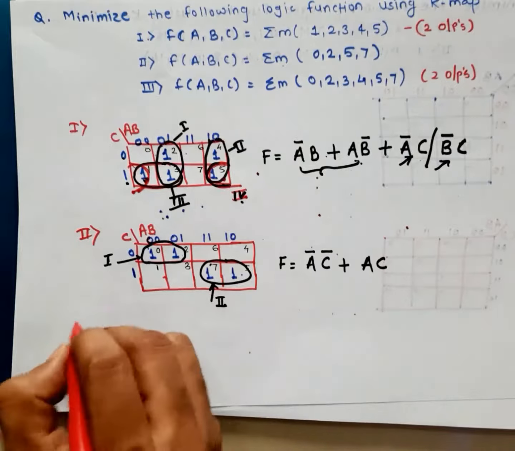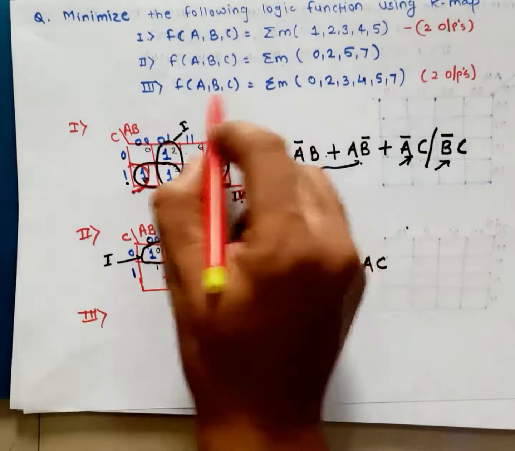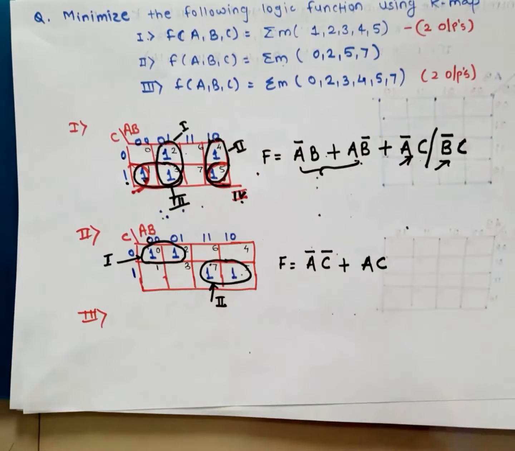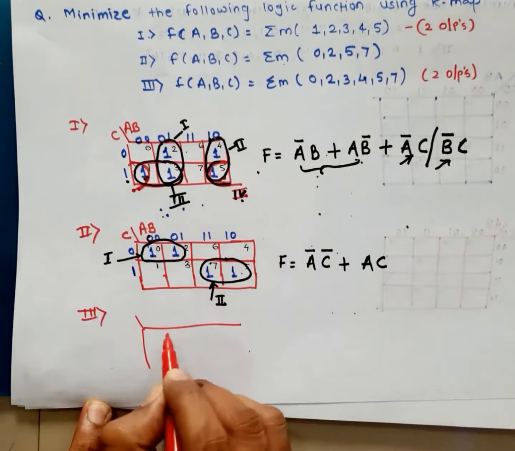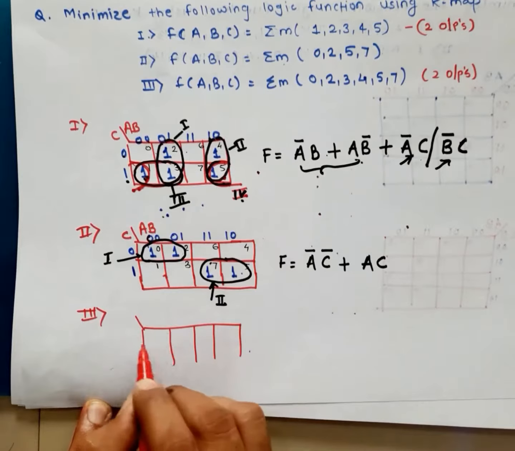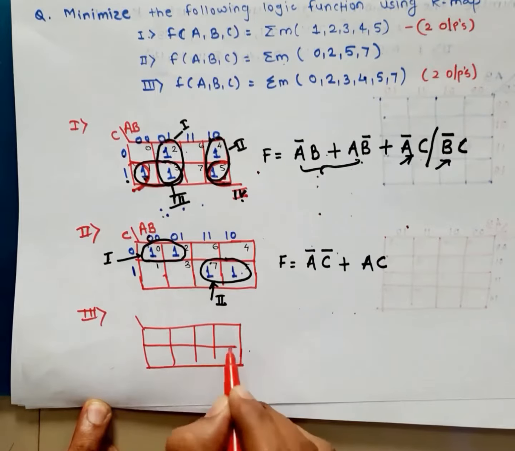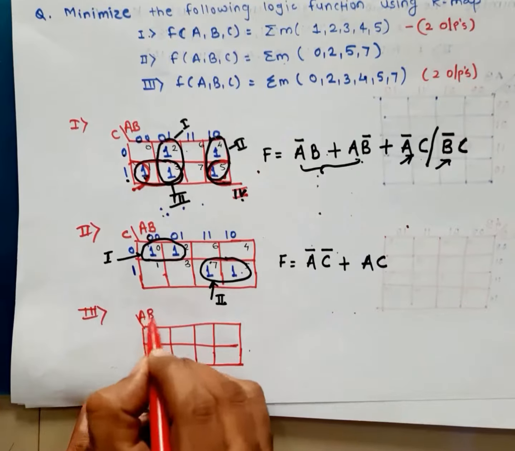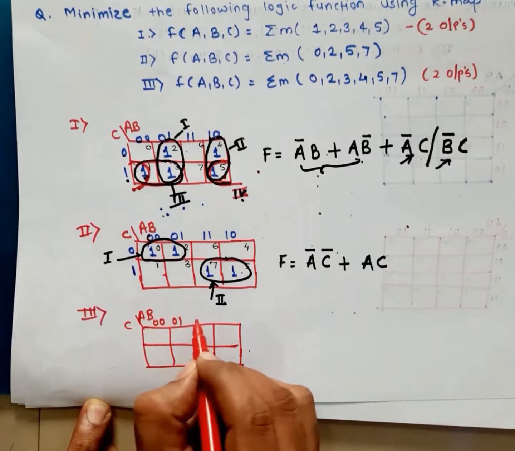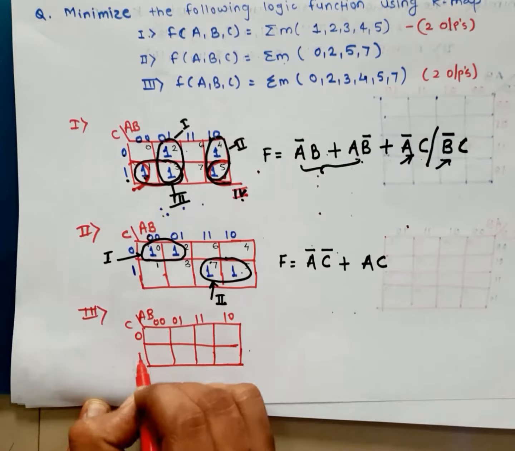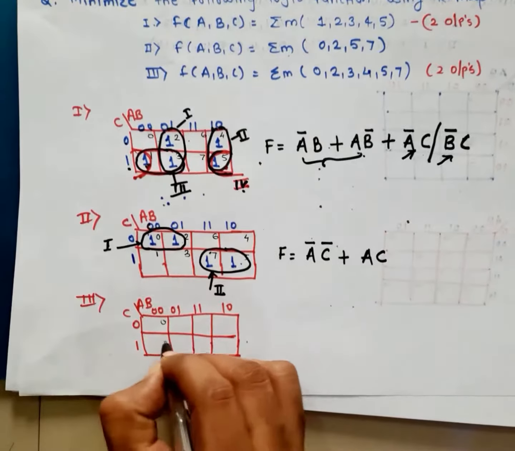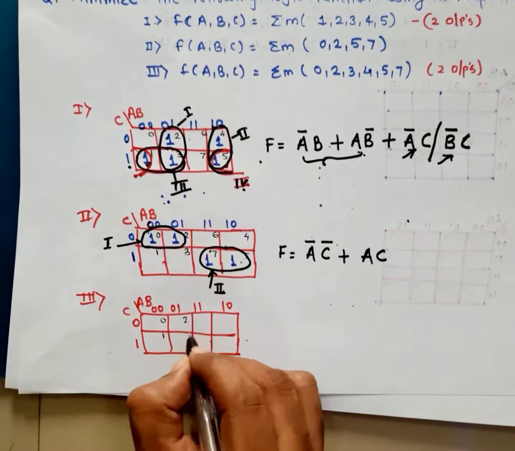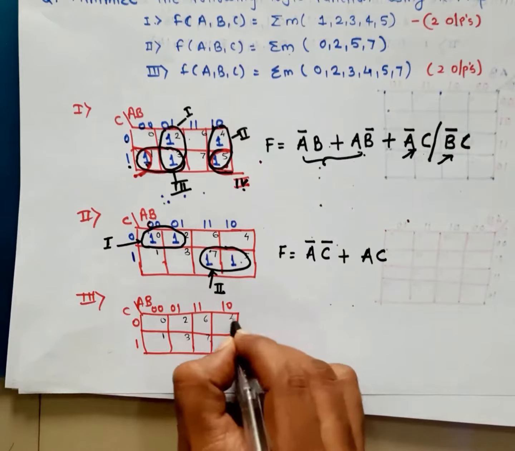Now the third function. Again in the third function we are getting 2 outputs like this one. Now how it is, we'll find out. Again it is a 3 variable function, so we need to design the 3 variable K-map. Assign the values, then the same patterns I am using here: 0 1 3 2 6 7 5 4.